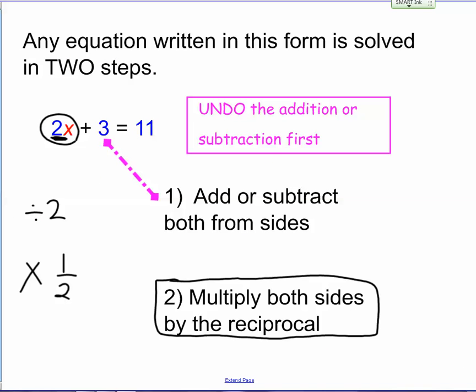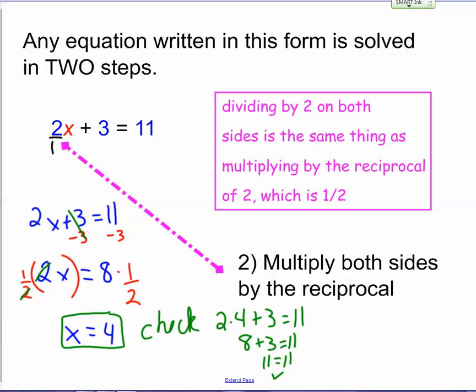So you can solve all equations in this form with just 2 steps. Undo your addition or subtraction, so just add or subtract from both sides. And the second step, just multiply both sides by the reciprocal. Now you're used to undoing multiplication with division, but that's the same thing. If I'm going to divide by 2 on both sides, that's the same thing as multiplying by the reciprocal of 2, which is a half.